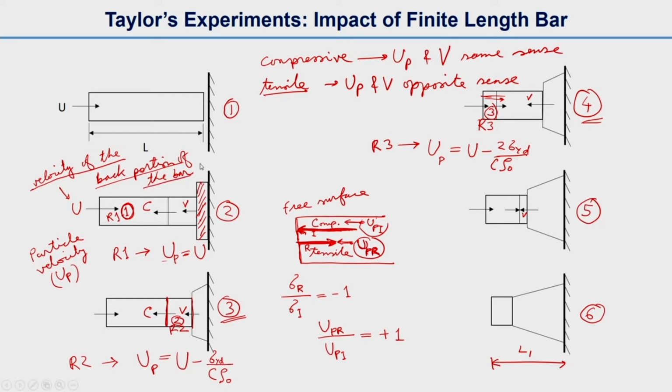So ultimately, if we want to know the particle velocity inside the region 3R3, which is actually left of that reflected or release wave front, this reflected wave front is the so-called release wave, then it will be U minus twice of that term sigma yd C by rho naught.